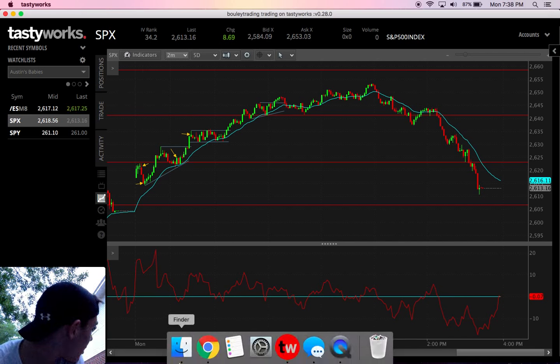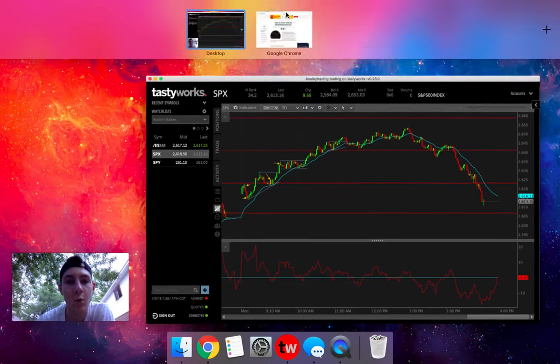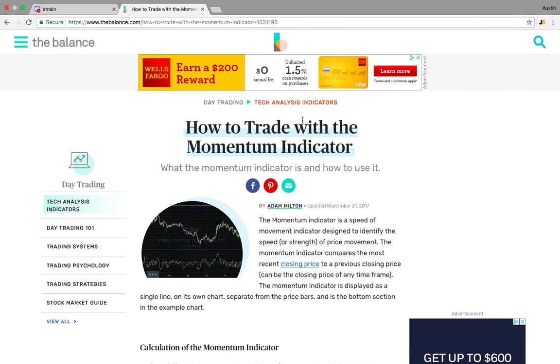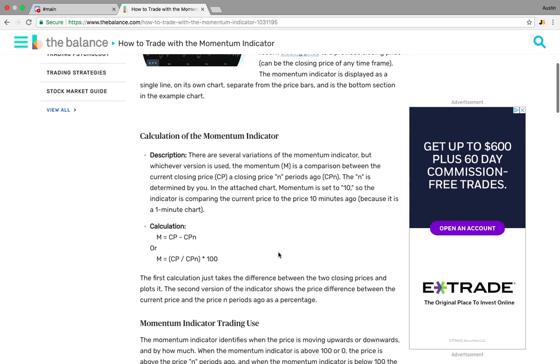Okay, now let's look at what exactly the momentum indicator is here. If you pull up this website, which will be linked below so you can read the whole thing if you'd like, the calculation of the momentum indicator, the description, there are several variations, but blah blah blah. The momentum compares the current closing price and a closing price n periods ago. So this can be set by you. If you want it to be set 10 candles ago and you're on the 1-minute chart, then that's going to be 10 minutes ago.